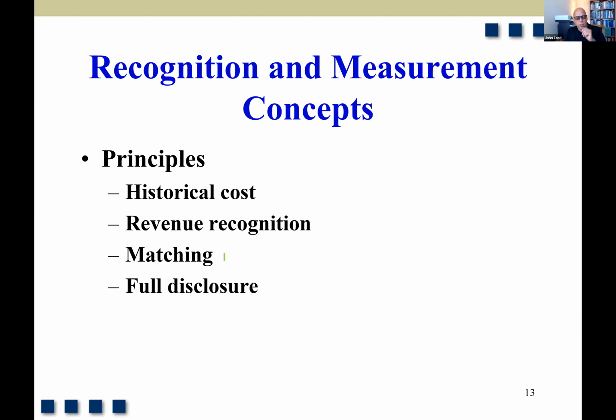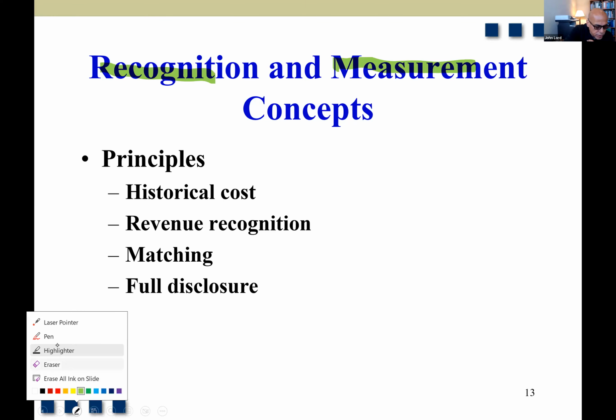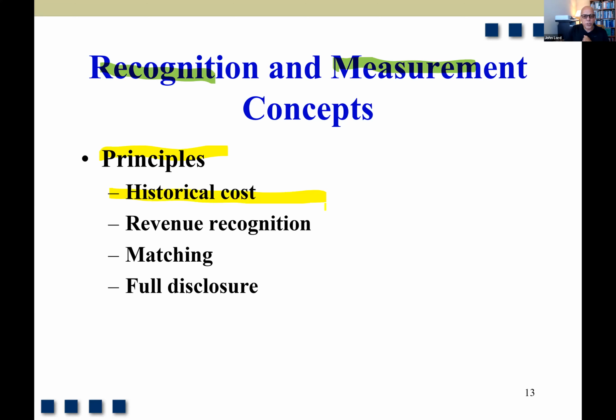Okay, so let's talk a little bit about recognition and measurement principles here. And you start to take a look at the principle of historical costs. Certain assets and liabilities are to be carried at historical costs. What did we pay for it at the time that we acquired, say, an asset?